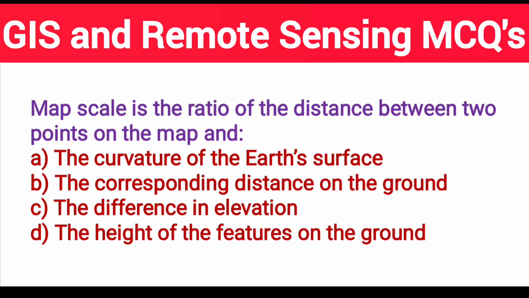Next question, map scale is the ratio of the distance between 2 points on the map and option A, the curvature of the earth crust. Option B, the corresponding distance on the ground. Option C, the difference in the elevation. Option D, the height of the features of the ground. So the correct answer is option B, the corresponding distance on the ground.